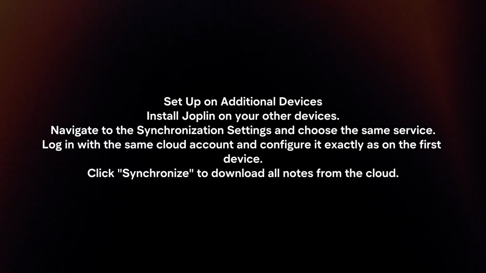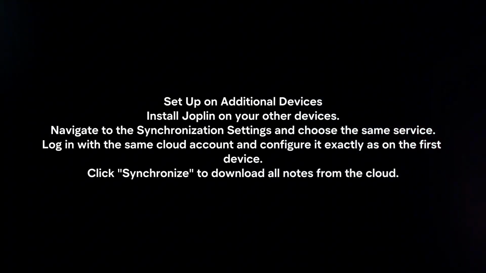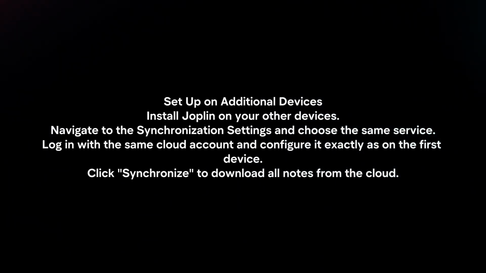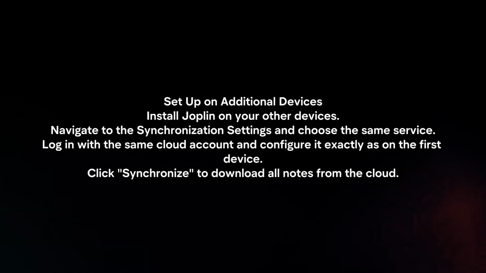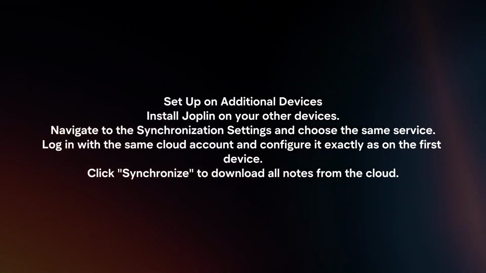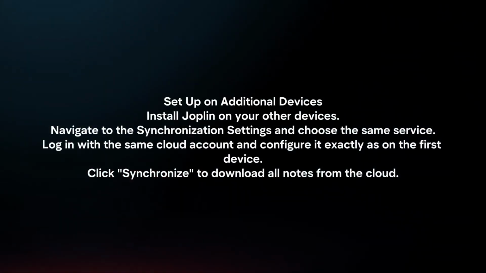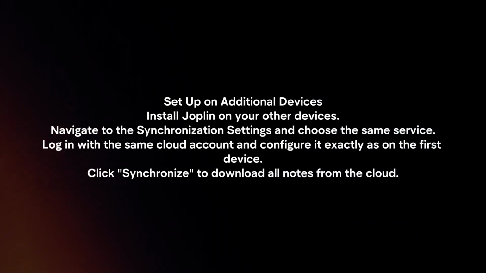Set up on additional devices. Install Joplin on your other devices. Navigate to the synchronization settings and choose the same service. Log in with the same cloud account and configure it exactly as on the first device. Click Synchronize to download all notes from the cloud.